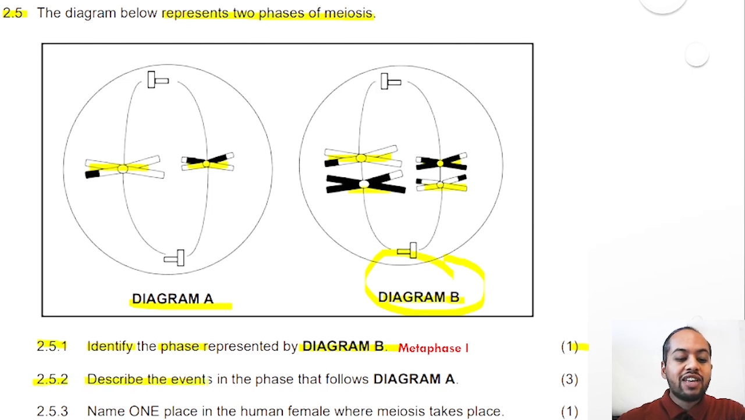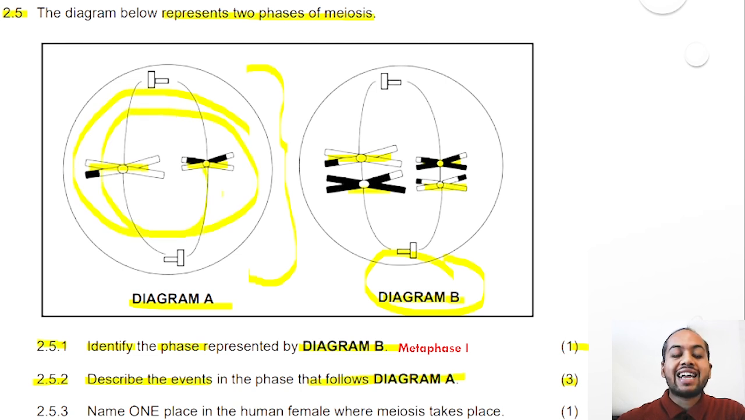2.5.2 says describe the events in the phase that follows diagram A for 3 marks. You are not simply describing the events in this phase. You are describing the events in the phase that follows diagram A. If diagram A is metaphase 2, why metaphase 2? Because we have individual chromosomes on the equator, then it follows that the next phase will be anaphase 2. So we are simply describing anaphase 2.